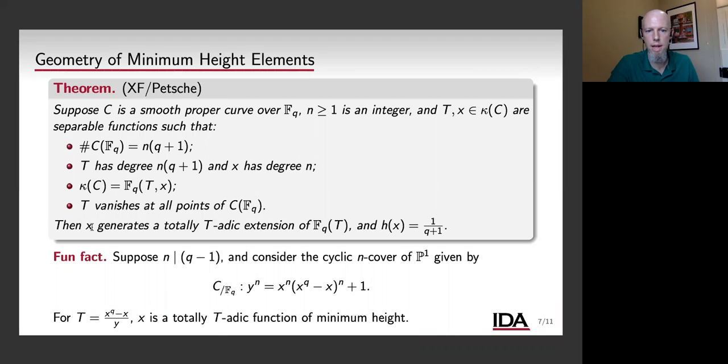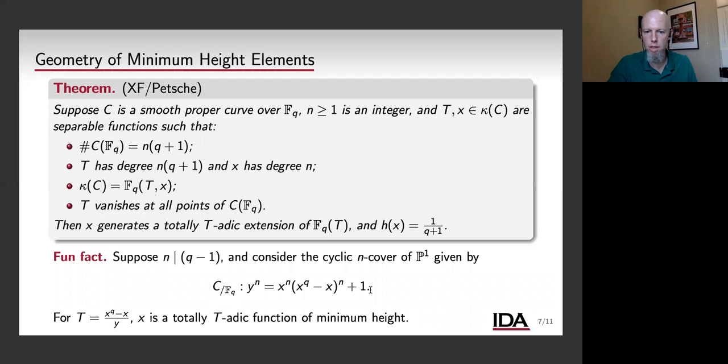And if you have all of those, then X generates a totally t-adic extension of Fq(t), and it has minimum height. Right, so that's delightful, and this actually gave us a nice window into how to construct additional examples with larger gonality than 1. So for example, if n divides q minus 1, then you have q minus first roots of unity in your field, then you can construct cyclic n covers of P1 like this.